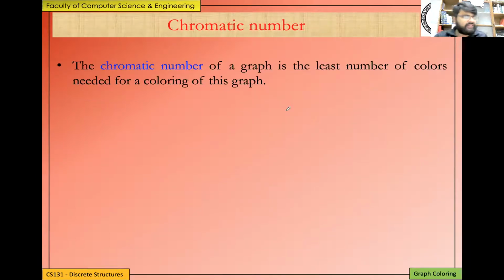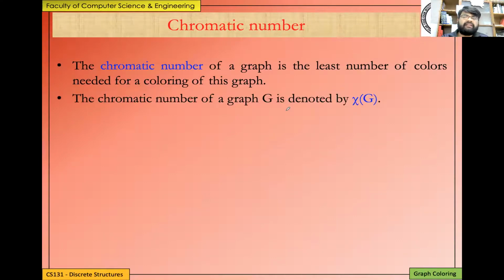And why is coloring important? Well, you can assign any colors, of course. If you have n vertices in your graph and you can assign them n colors, that is going to be one simple coloring. However, the basic idea is to find the chromatic number of a graph. The chromatic number of a graph is simply defined as the least number of colors needed for coloring of this graph. And the chromatic number of a graph G is denoted by this particular symbol, right? So this represents the chromatic number of a graph G.